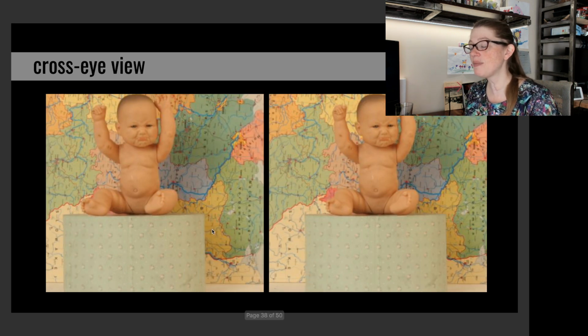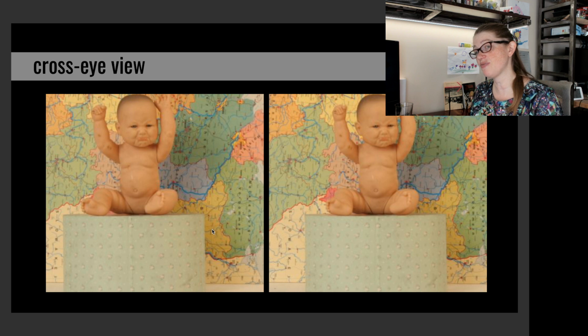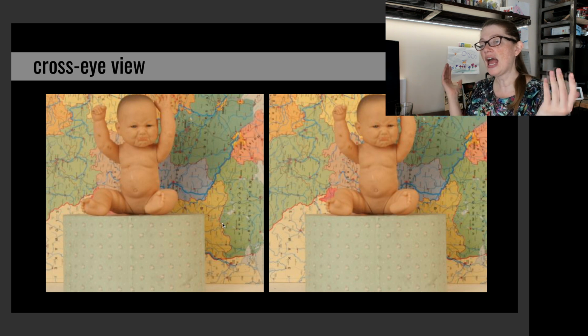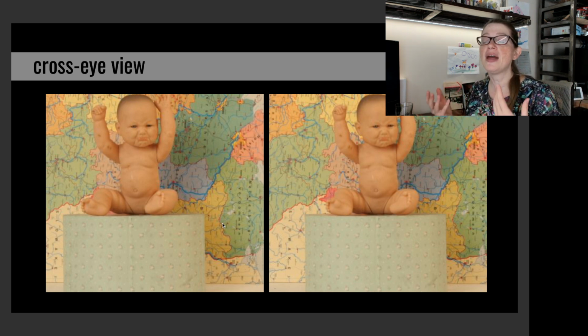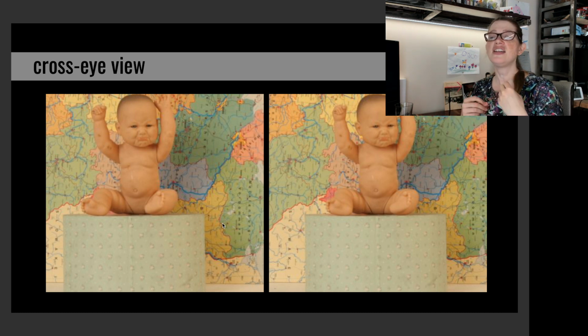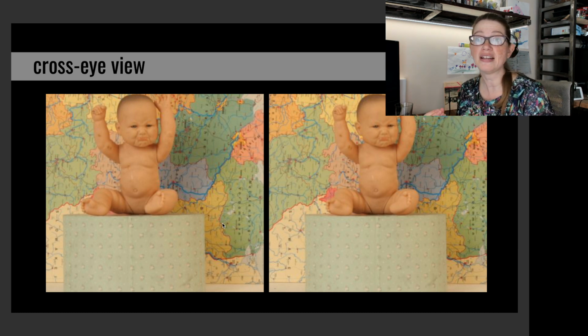A variant of it that people tend to be a bit more successful with without using any special equipment is known as the cross-eyed view. So you're going to switch the places of the left and right image, and then you cross your eyes, and then you should be able to get the depth as well. And again, I will post some 3D content, and you'll have an opportunity to actually try to do this.